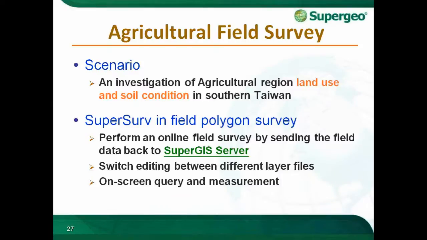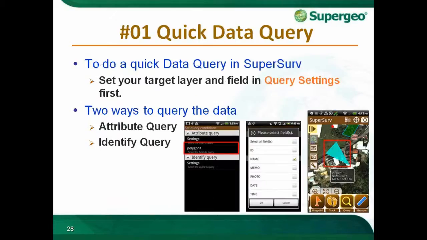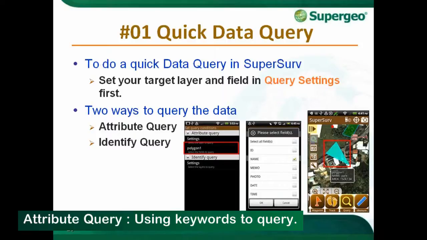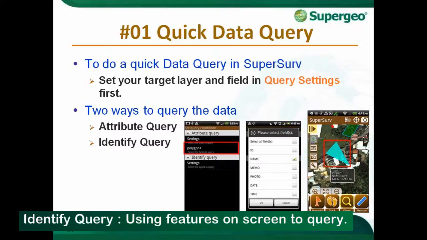And also we're going to show you how to switch editing between the different layer files, and how to do a quick on-screen query and measurement. First, a quick data query: you can set up your target layer and the field in the query setting. There are two ways to query the data in the SuperSurv. The attribute query allows you to enter a keyword to find data, and the identify query lets you tap on the screen and it will show up the information.